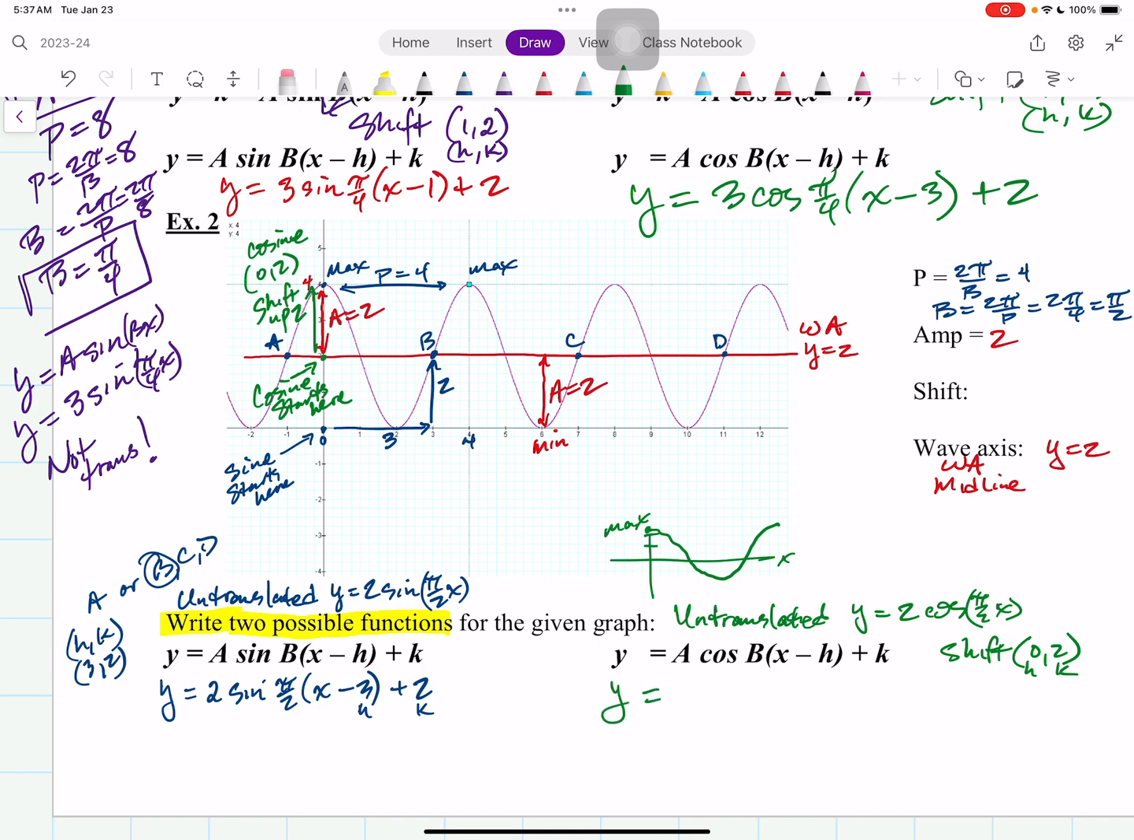So y is equal to the amplitude of 2 times cosine of b, which is pi halves, times x minus h. But again, there was no need to shift it right or left, so it's 0 there. But you got to shift it up 2 units, so you add k. And then, of course, you simplify this because x minus 0 is just x. So 2 times cosine of pi halves times x. All right, put that in parentheses, and then shift that up 2 units.